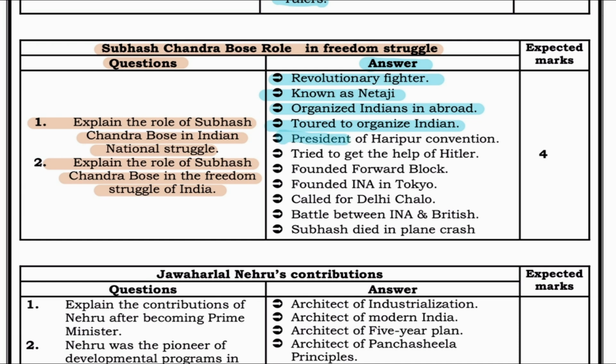President of the Haripura Convention, he tried to get the help of Hitler. Founded the Forward Bloc, founded the INA in Tokyo, called for Delhi Chalo, and fought the battle between the INA and the British. Subhash died in a plane crash.